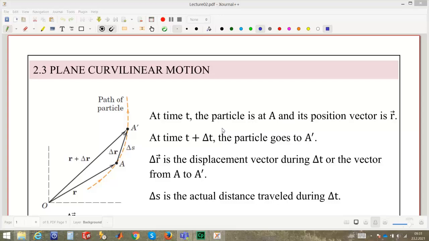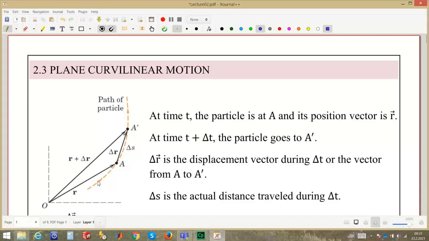In the second lecture, we will talk about plane curvilinear motion initially. Before, we have talked about the rectilinear motion. Now, instead of a straight line, our particle moves on a curve, but still we are on the plane. So there's our curve, this yellow dashed line is the curve, and you see the arrows here showing us the directions of this motion.